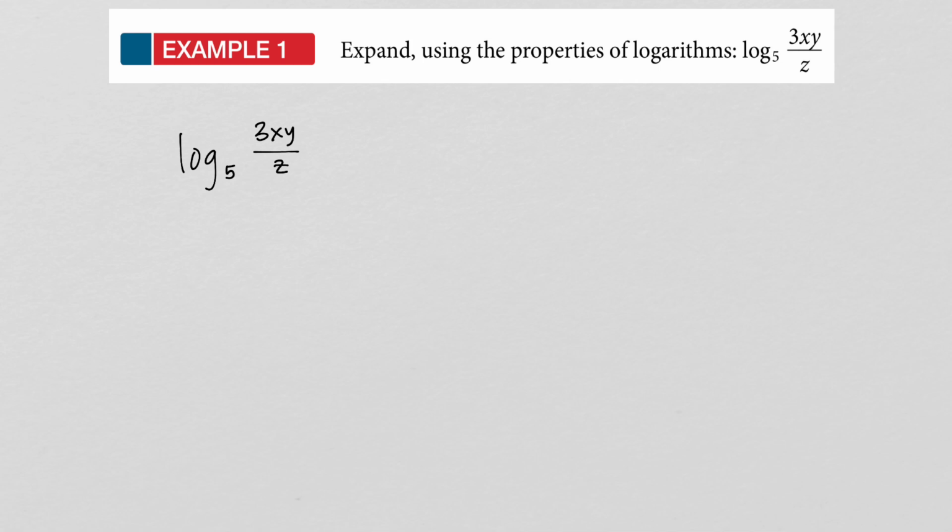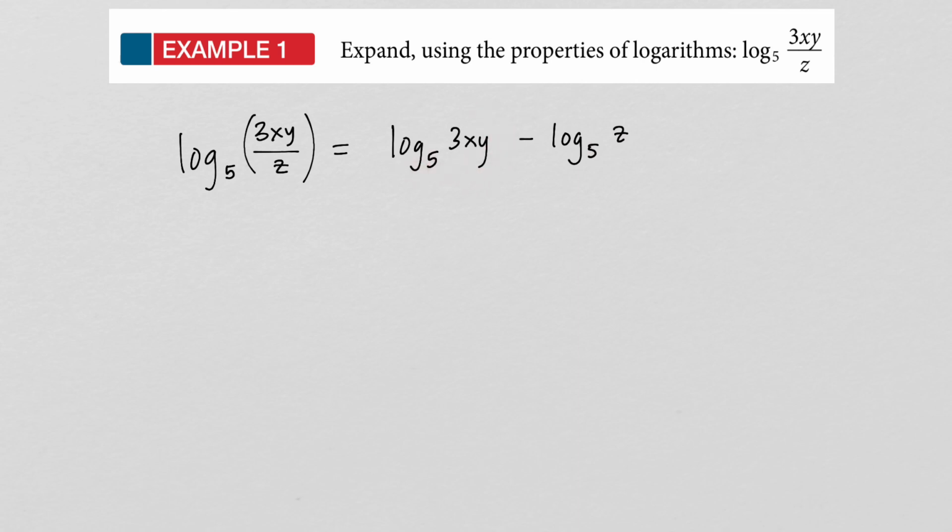Well, the second property on the previous page says that when you have a single logarithm of a fraction like this, you can take the log of the top, so that's going to be log base 5 of 3xy, and then minus the log of the bottom, which is log base 5 of z. Now from here, is there anything else we can do? Well, the second part of this is finished. There's really nothing that could be done here.